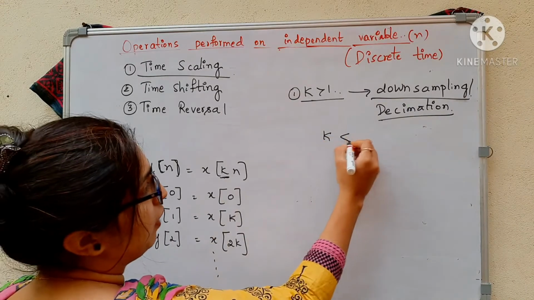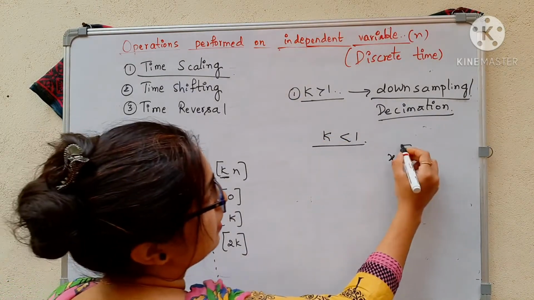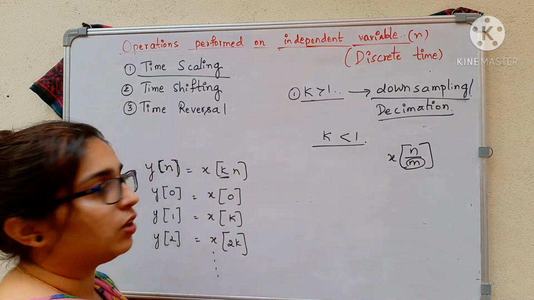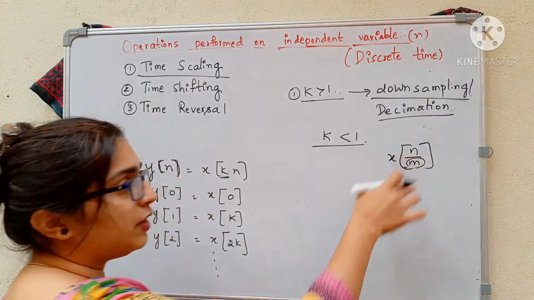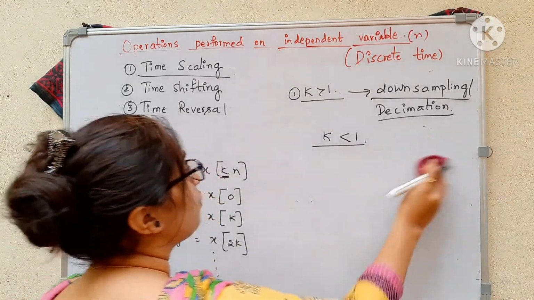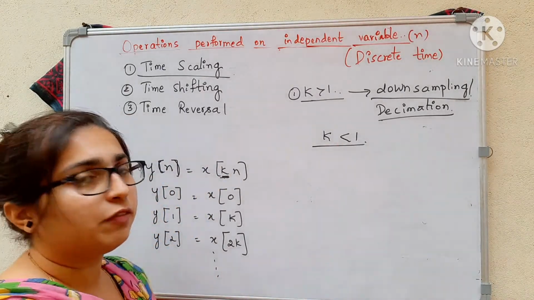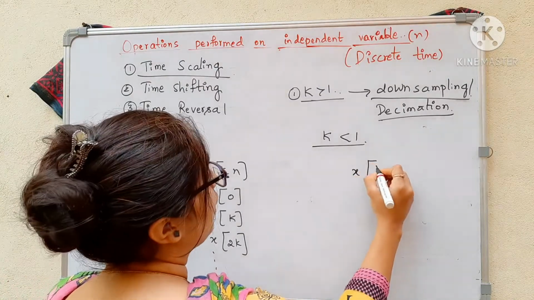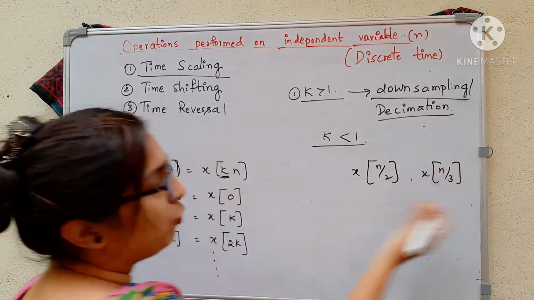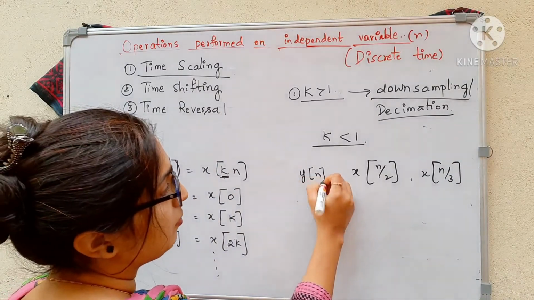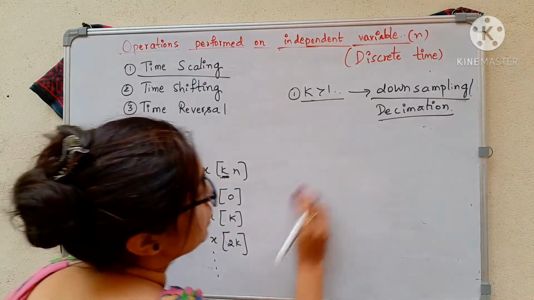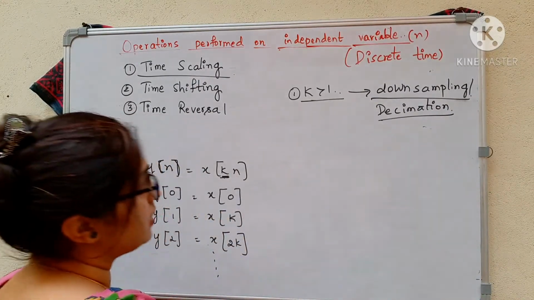Now if k is less than 1, I can also consider it as n divided by m, where m is an integer. The same case I will be considering with x of kn, where k is less than 1. That means y of n is x of n by 2, n by 3, n by 4, like that. In this case, we will be getting the expanded signal.